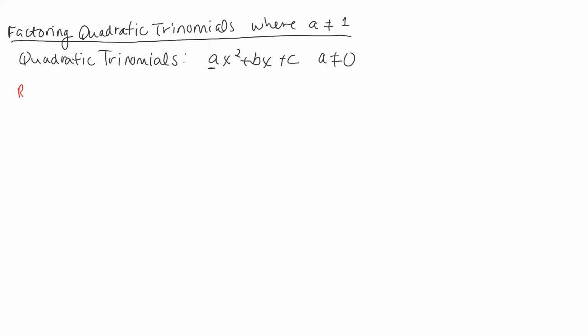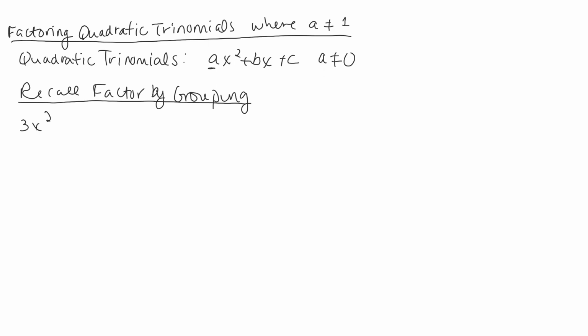Let me go back to black ink. So I want you to review factor by grouping. I've got an easy example here that we can look at just to remind ourselves, because it's going to be a huge part of what we do in this video. So let's say we have 3x squared minus 4x minus 3x plus 4. With these, we would split them down the middle, and then look at the left separate from the right.